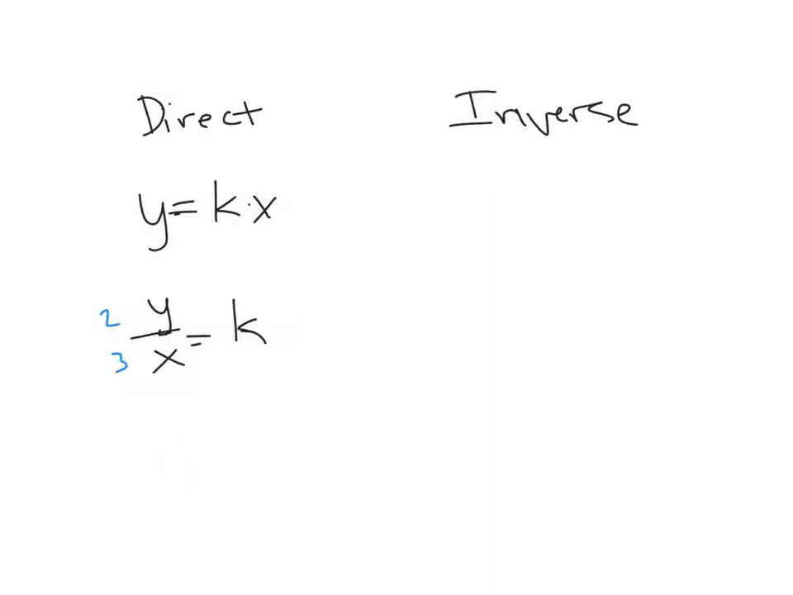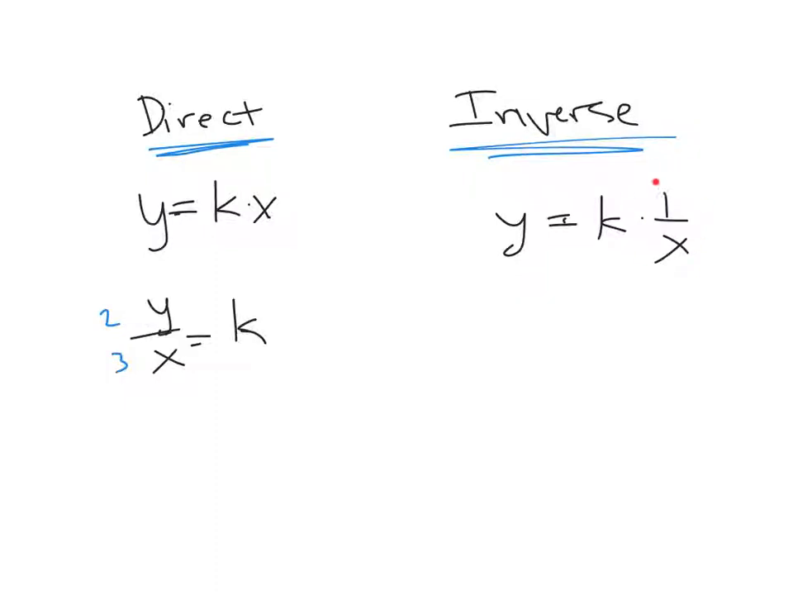Inverse variation, just for contrast of how is this different than something else. Inverse variation, going over to my other type, would be an equation of the form y equals k times 1 over x. That makes sense in terms of what we think of when we think of inverse, reciprocal.